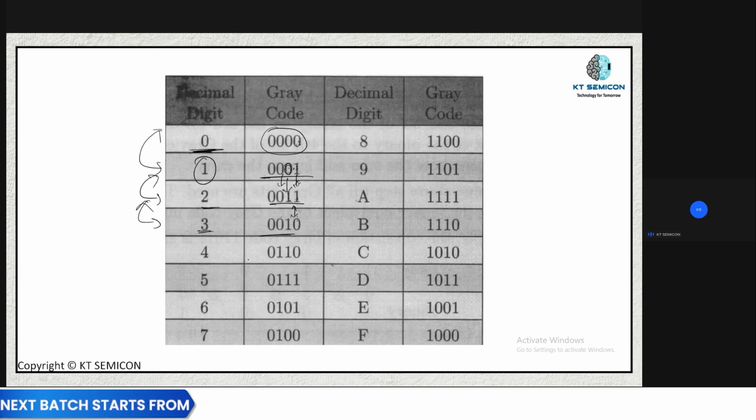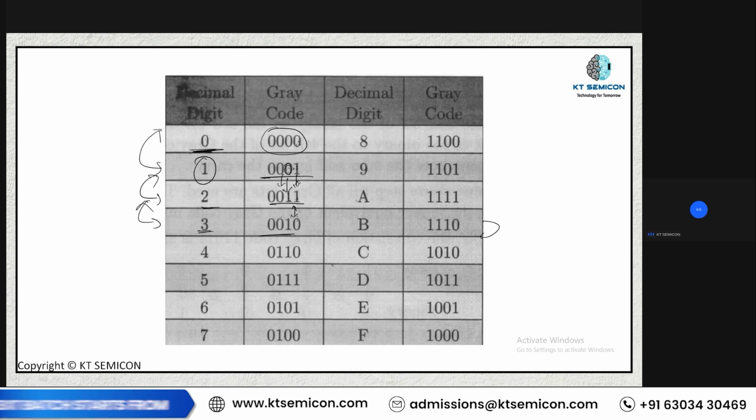And you can see, for any adjacent decimal digits in the gray format, only one bit is getting changed. So that's why it is known as unit distance code. This is the reason we are calling this gray code a unit distance code.